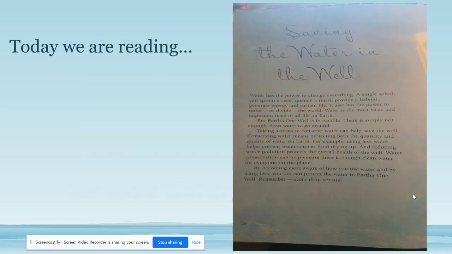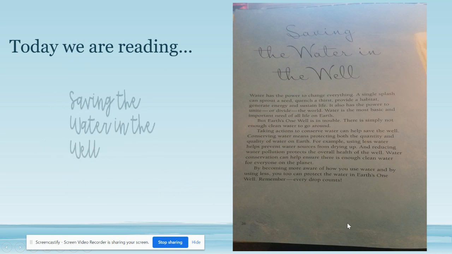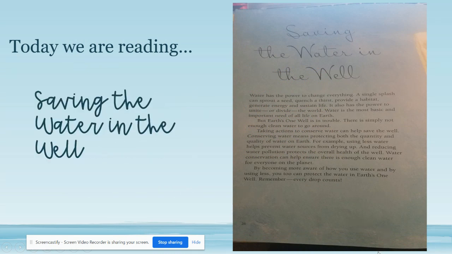Okay? So today we're reading Saving the Water in the Well. This is page 27 or 26 in our One Well book. And I'm going to read it out loud to you.